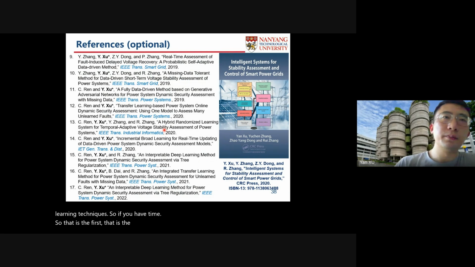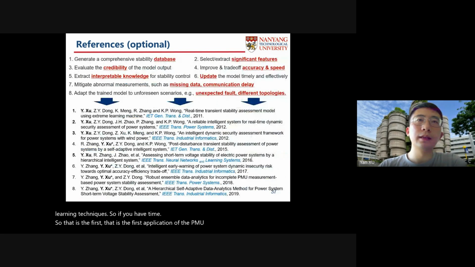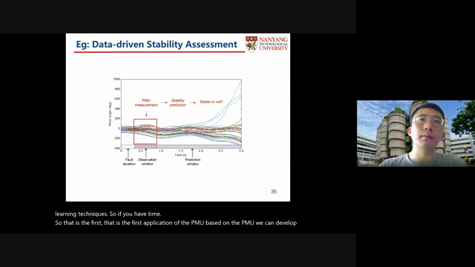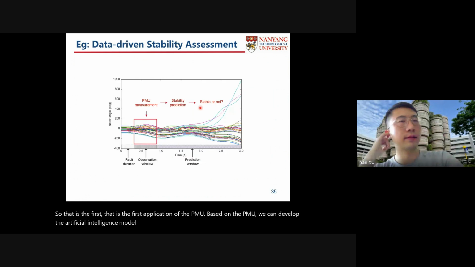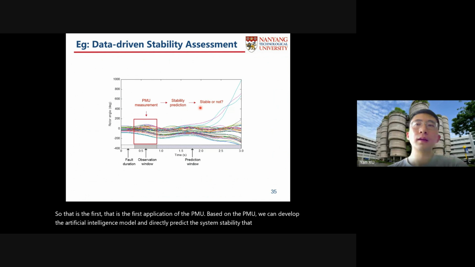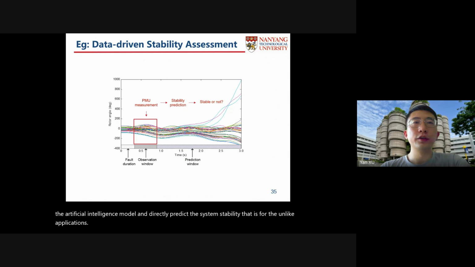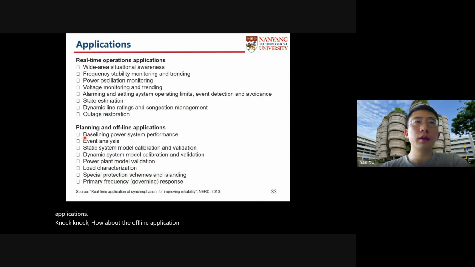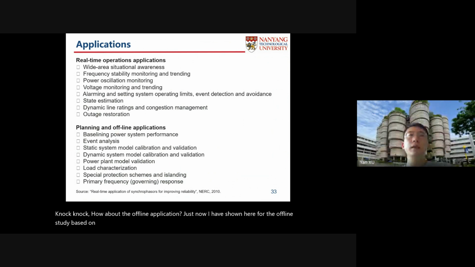Application of the PMU. Based on the PMU, we can develop the artificial intelligence model and directly predict the system stability. That is for the online applications. Now, how about the offline application? Just now, I have shown here for the offline study based on the dynamic environments, we can calibrate and validate the models, including system models, power plant models, load models.